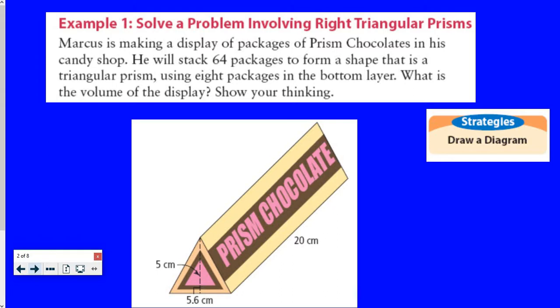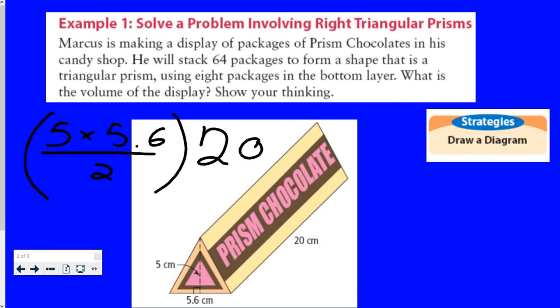Show your thinking. So we know that it's the base of the triangular prism, and the base is 5 times 5.6 divided by 2. So that's the base. And then we multiply that by the height, which is 20. So we have 5 times 5.6 divided by 2 times 20 equals 280. And I'm just double checking this right now.